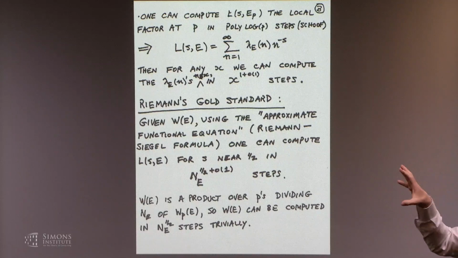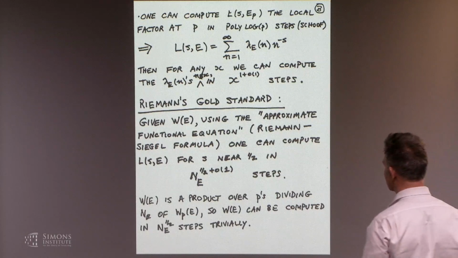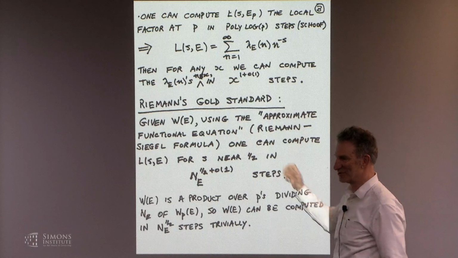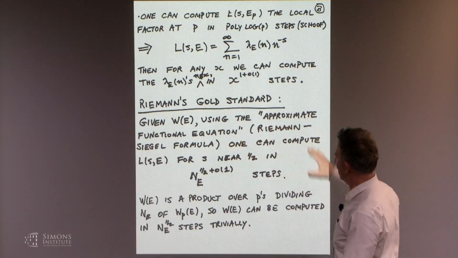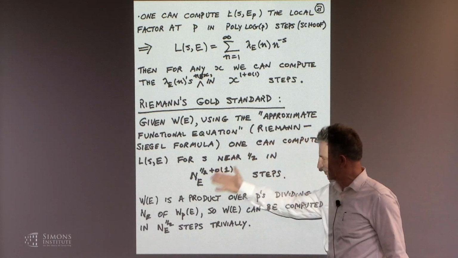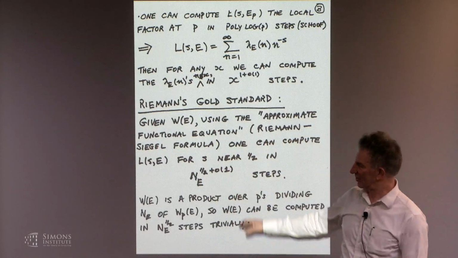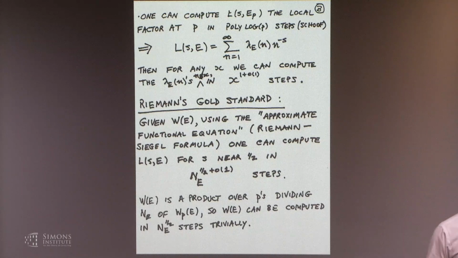But those two series depend on knowing the root number. So you do need to know the root number, and that's important because this whole lecture is about trying to determine the root number with very little data. So you do need to know the root number, and if you do, then this Riemann-Siegel formula allows you to compute anything I want in square root of the conductor plus little o(1) steps. So that's the gold standard, and that's a standard we are eager to beat.